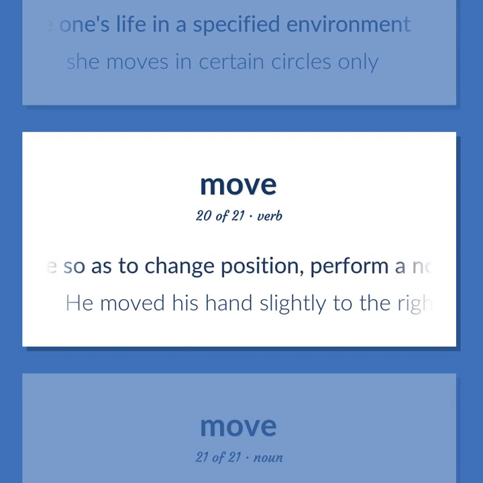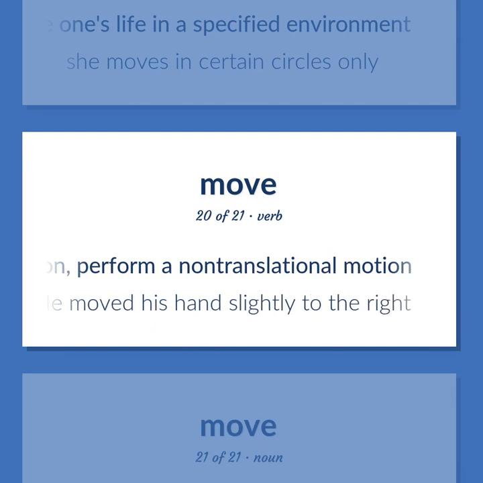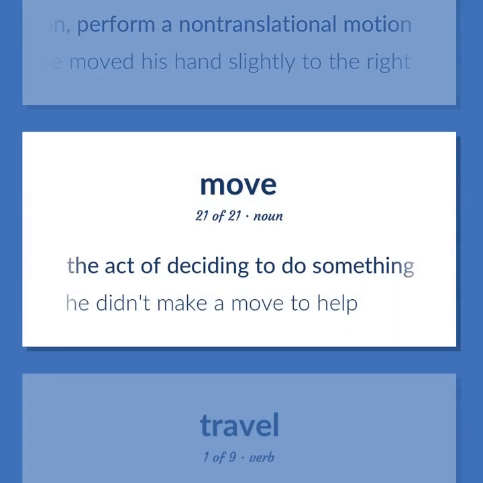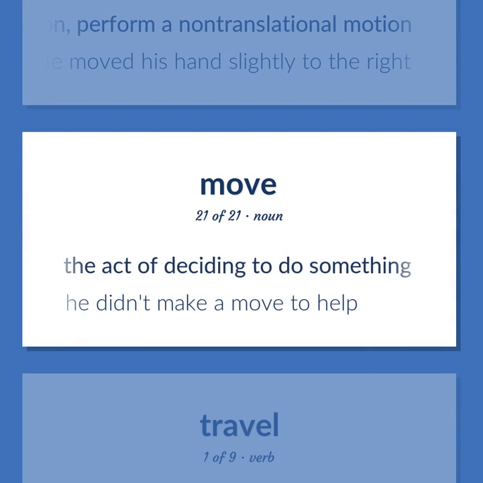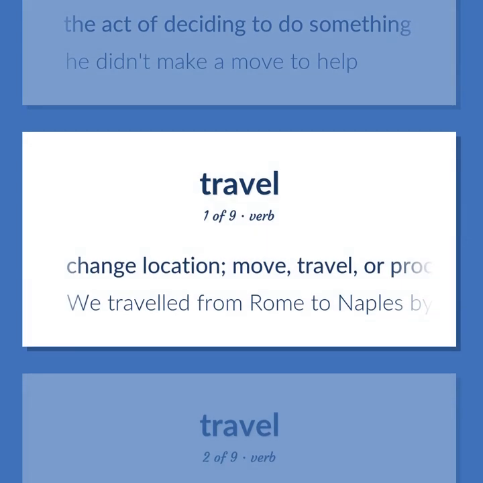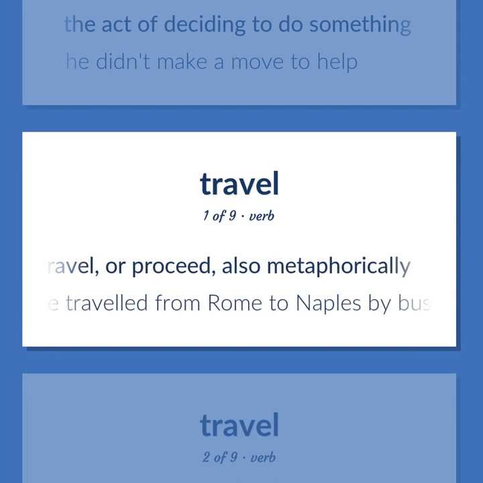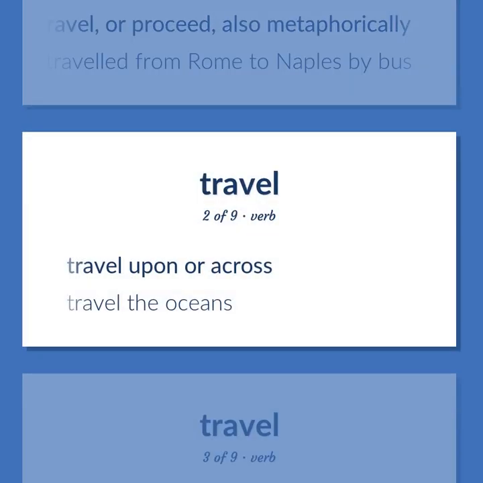Move so as to change position, perform a non-translational motion. He moved his hand slightly to the right. The act of deciding to do something. He didn't make a move to help. Change location. Move, travel, or proceed, also metaphorically. We traveled from Rome to Naples by bus. Travel upon or across. Travel the oceans.